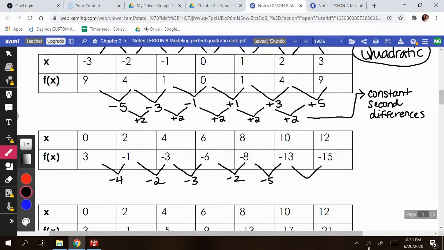How do I get from -13 to -15? Subtract 2. Okay, so you can see that the first differences are not the same. They're not constant. So let's look at the second differences now.